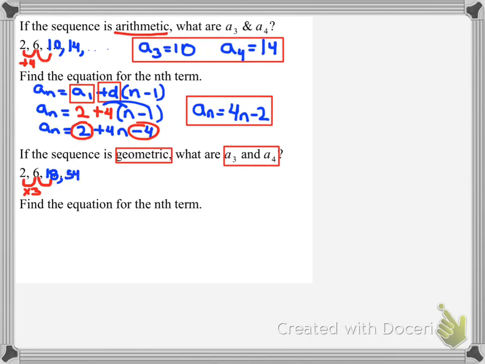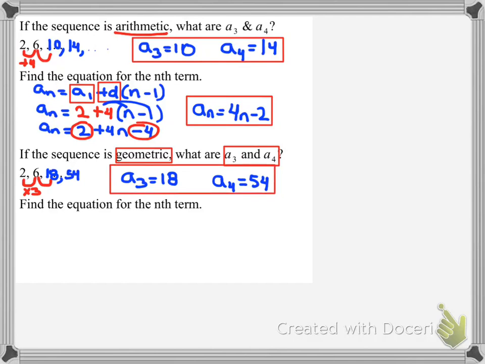So let's go and write it down. A sub 3 will be 18, and a sub 4 will give me 54. That is the third and the fourth term.